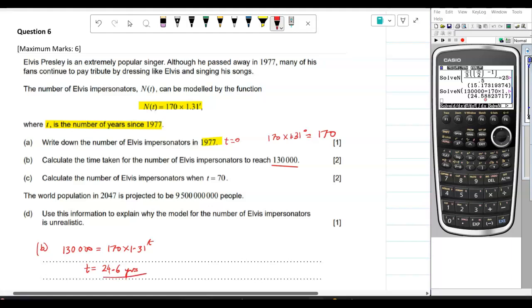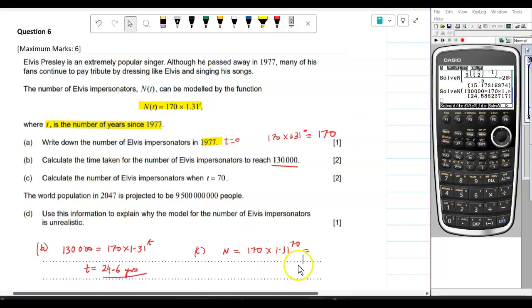Correct? After this, calculate the number of impersonators when t is equal to 70. What will you do in this case? N is equal to, what will you take as t? 70. Use your calculator, write the answer.